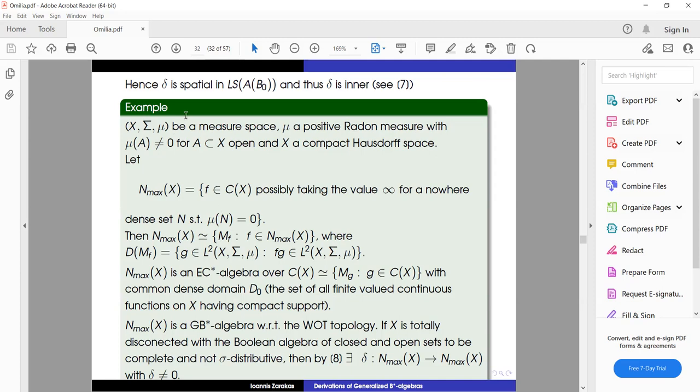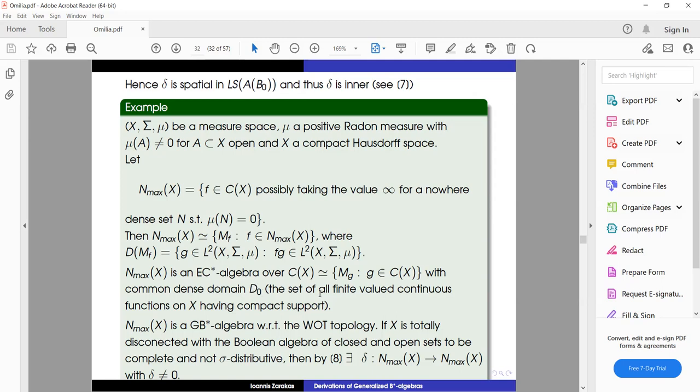Just to give an outline of the example, it would be in the tracks of the representation theorem that we saw, the Allan representation theorem with functions, starting with a measure space with all these nice properties that I am writing, with X being a compact Hausdorff space, and taking C_∞(X) to be the continuous functions on X, possibly taking the value infinity on a nowhere dense set. This is why I say that it is on the tracks of the representation theorem of Allan. So C_∞(X) can be thought of as the multiplication operators M_f acting on L2 of the measure space. It is an extended C*-algebra over the continuous functions on X.